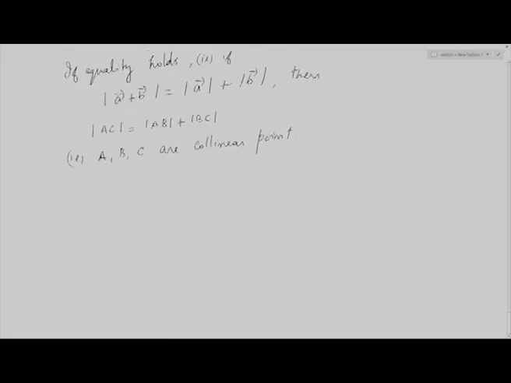For instance, if we want to prove that three points are collinear, we simply have to prove that the equality holds in the triangle inequality.